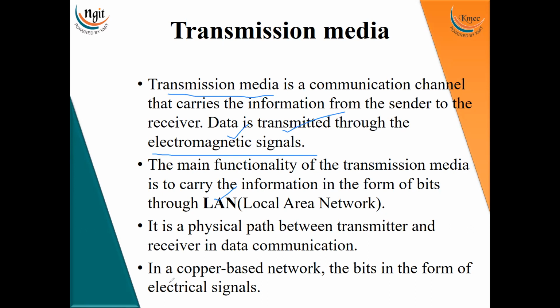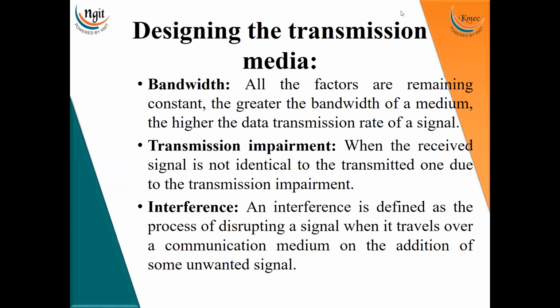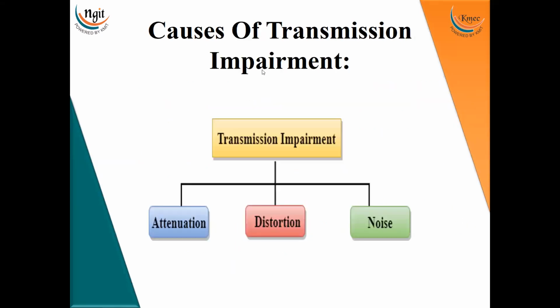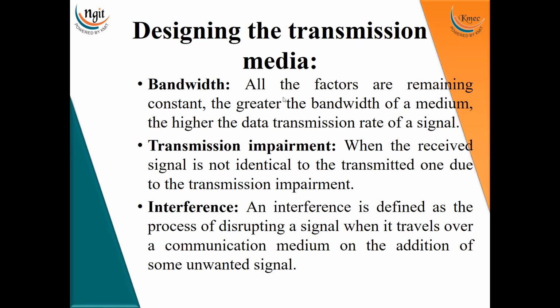Next, whenever we are learning about transmission media, we may also have the problem of some disturbances. Before going to the transmission environment, we'll see the main factors for designing the transmission medium. The major factors are: first, the bandwidth; second, transmission impairment; and third, interference.